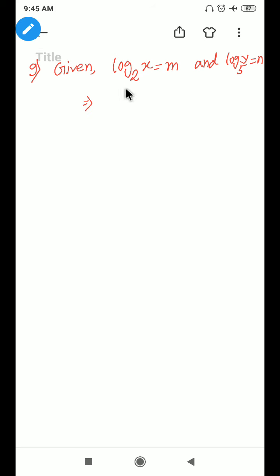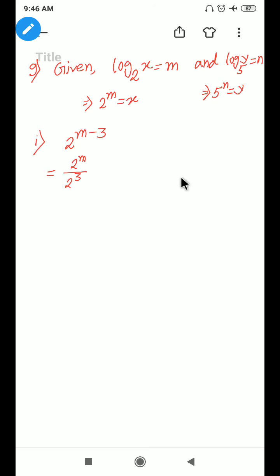Now if you convert this one to exponential form, you will get 2 to the power m is equal to x, and if you convert this one to exponential form, you will get 5 to the power n is equal to y. Now in question number 1 is given here, express 2 to the power m minus 3 in terms of x. So 2 to the power m minus 3 is given, you have to convert this in terms of x. So you can write this as 2 to the power m by 2 to the power 3.